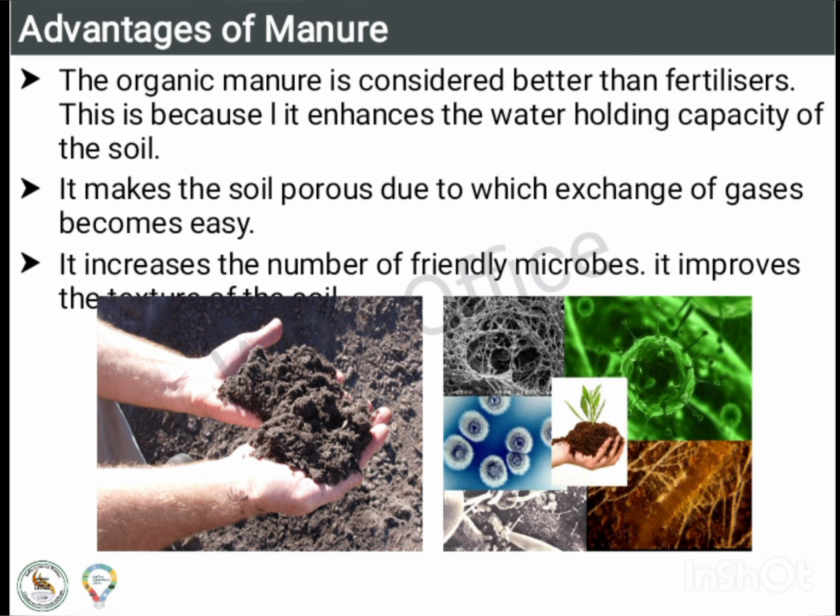Advantages of manure. The organic manure is considered better than fertilizers. This is because it enhances the water holding capacity of the soil. It makes the soil porous, due to which exchange of gases becomes easy. It increases the number of friendly microbes.